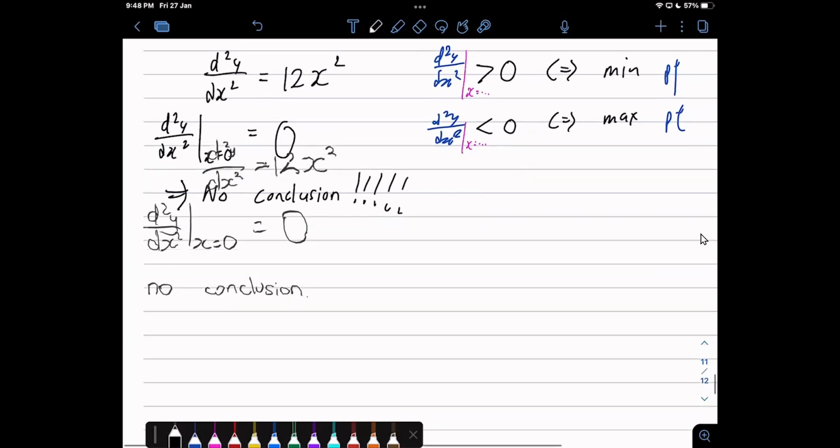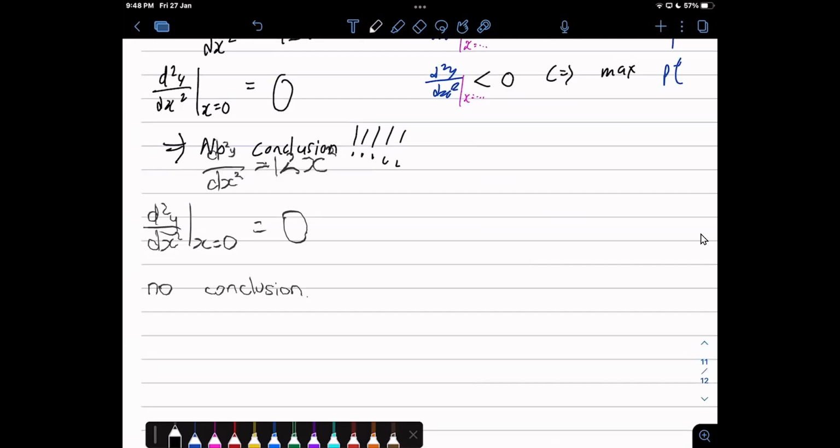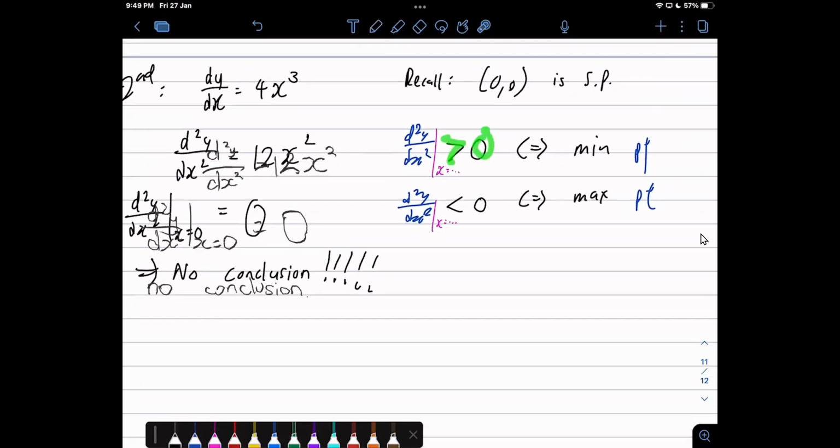When d2y by dx squared is equal to 0, there are many possibilities. In this case, I gave you an example where d2y by dx squared equal to 0 leads to a minimum point. There are other cases where you sub in already and it's equal to 0, and you actually end up with an inflection point. I need to go and dig up an example. But just remember, I only tell you two things: more than 0, less than 0. Equal to 0, no conclusion.